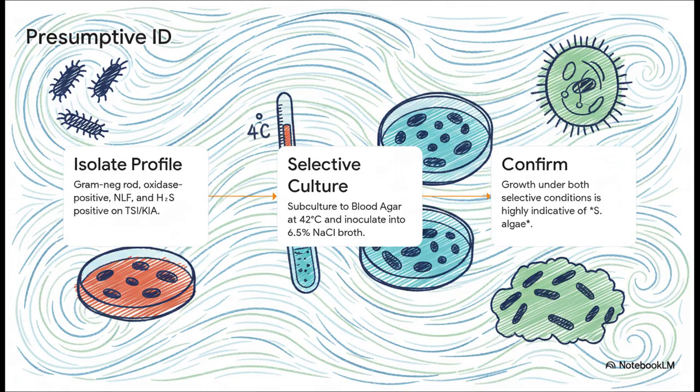So you can basically boil it down to this simple three-step process. You've got your classic profile, a gram-negative rod, it's oxidase positive, and you've got that beautiful blackening on your TSI from the H2S. From there, just set up two things, a plate incubated at 42 degrees and a 6.5% salt broth. If you get growth in both, you've got a really, really strong presumptive ID for Shewanella algae.